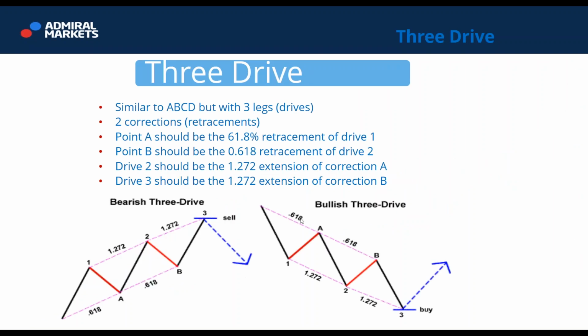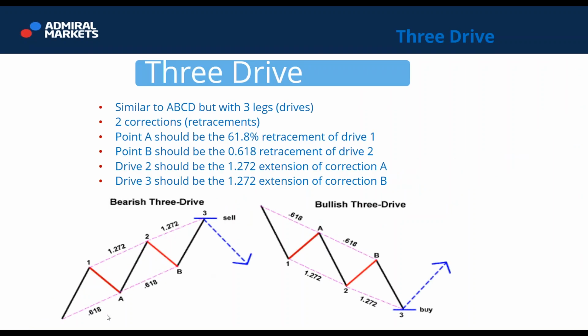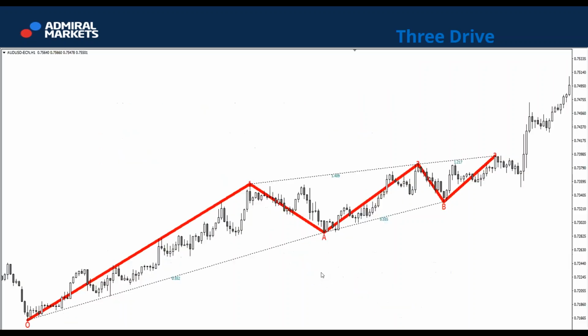People usually want to see perfect numbers for 3 drives. You don't need to have a perfect number. The thing is that you should have very similar ratios. Between point O and A should be the same as from point A to point B. You see? It's not this 618 or 27.2, or let's say this for bullish, this is 27.2. It's different, but it's same. Also here, it's very close.